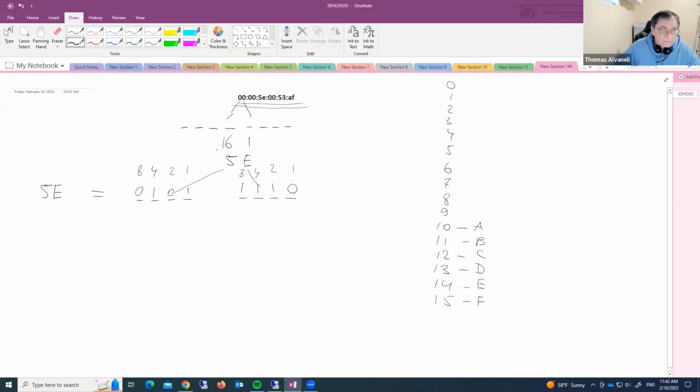Now, using our technique, here we have E, which is 14. 14 times 1 is 14. And this is 5. 5 times 16 is 80, plus 14, and we will get 94.